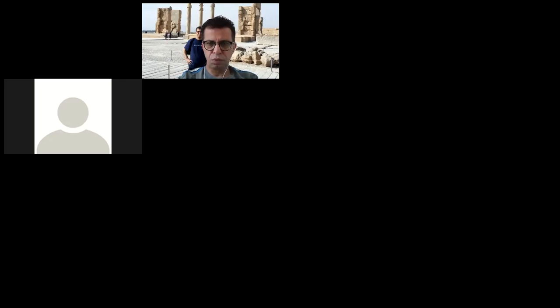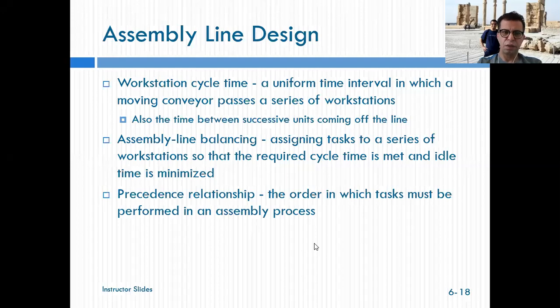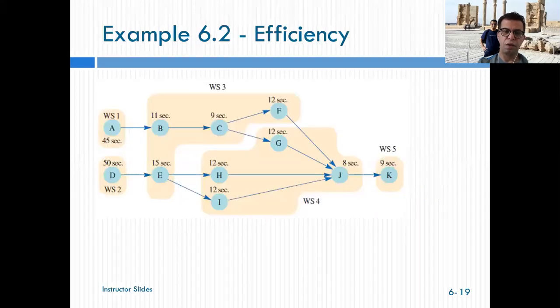As we said, we spoke about the assembly line design and the workstation cycle time, the assembly line balancing, and the precedence relationship, the order in which the tasks must be performed in the assembly process. Then the next step is to look at an example, which talks about the level of efficiency. Once we do the different workstations, we do some time calculation for the level of efficiency. If you notice here, workstation one takes 45 seconds to produce it. Then it goes to the next workstation, which takes 50 seconds.